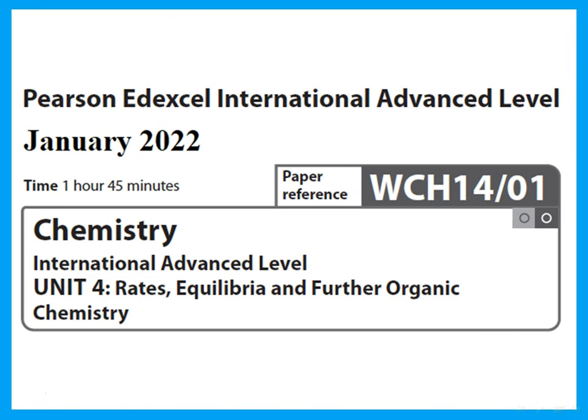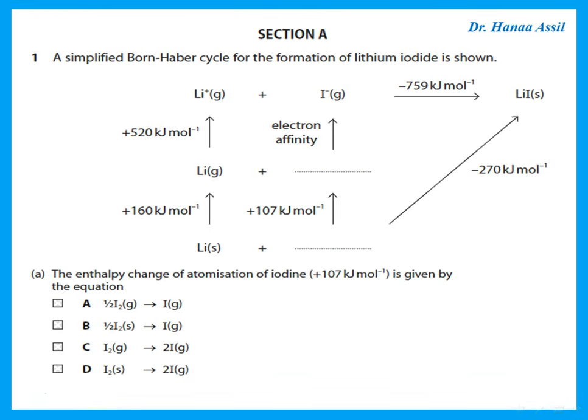Let us take a look at the questions and discuss the answers. So the first question says, a simplified Born-Haber cycle for the formation of lithium iodide is shown. The enthalpy change of atomization of iodine is plus 107. And it is given by what equation?